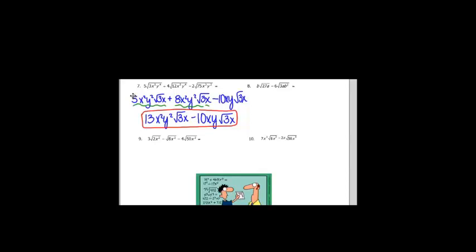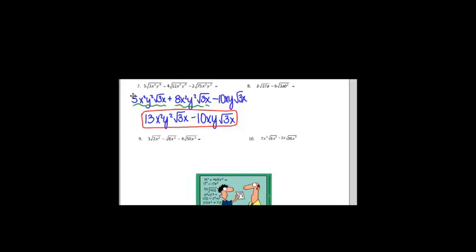This would be 5x squared, y squared, radical 3x, plus 8x squared, y squared, radical 3x, and minus 10xy, radical 3x. So it turns out that these two I can combine, and I would get 13x squared, y squared, radical 3x, minus 10xy, radical 3x. And so those are not like terms. I can't combine those. This would be my final answer. Could you factor out the radical 3x? You could. Either way that you want to express it would probably be acceptable.